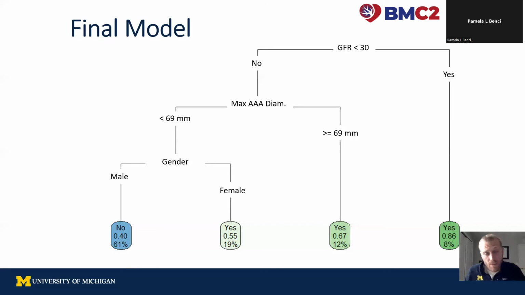And so, postulating why this might be with maximum AAA diameter of above 6.9, it might just be a more difficult case, higher contrast load, more runs of contrast, more device parts, etc. And then females, we're really not sure. We're going to run an analysis looking at what might be driving this, but we really are not positive. Maybe smaller overall body size, body area, weight, etc. So higher relative contrast load, if you will.